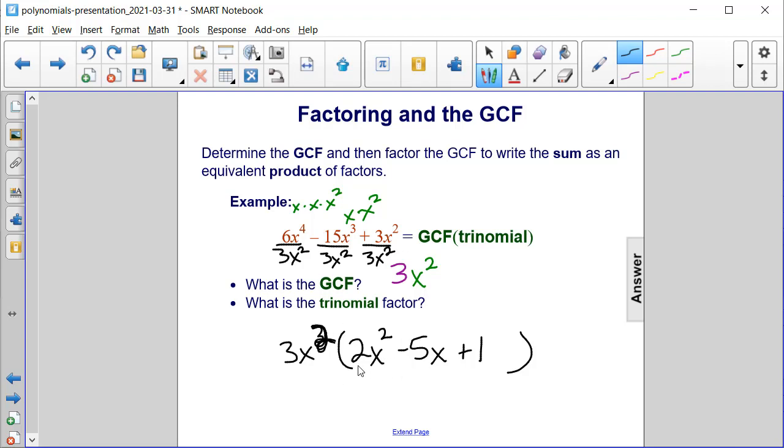So the trinomial factor that we get when we factor out the greatest common factor is 2x squared minus 5x plus 1.